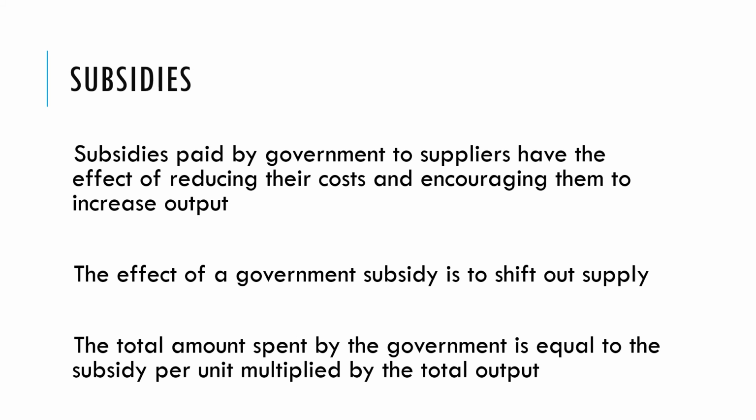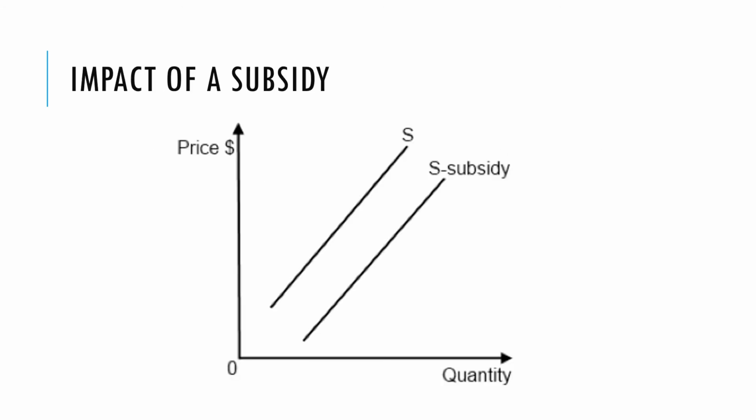The total amount spent by the government is equal to the subsidy per unit multiplied by all the units that are being produced. So this diagram illustrates what would happen if the government introduces a subsidy. Supply would shift to the right, and there'd be an increase in supply as a result of the subsidy.